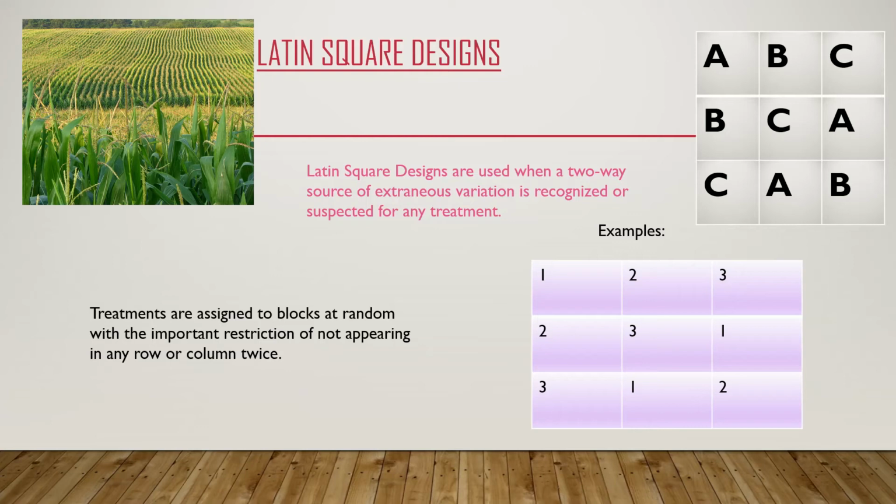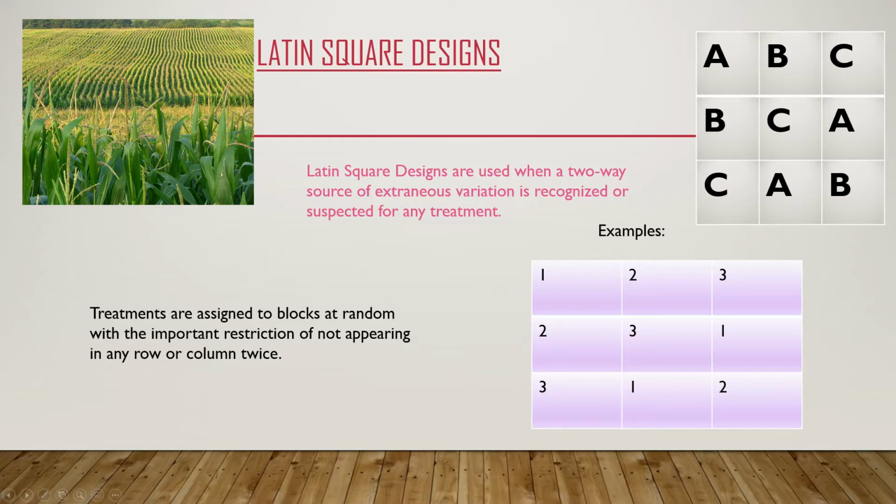So to really understand it, the definition of Latin squares is actually kind of important. You don't want to use Latin squares for every single experiment. You want to use Latin squares when there is a two-way source of extraneous variation that is recognized or suspected for any given treatment.